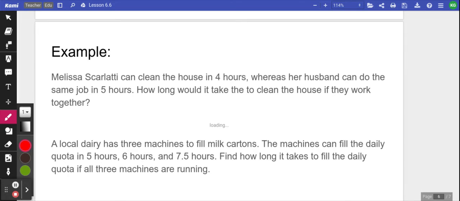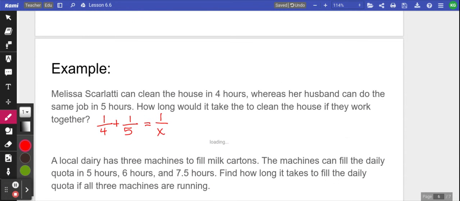Okay, Melissa Scarletti can clean the house in 4 hours, so she can clean one house in 4 hours. Her husband can do the same job, so he can clean one house in 5 hours. How long would it take them to clean the house if they work together? So if they're working together, we're going to add their rates, and we're going to set it equal to one house in x amount of hours.